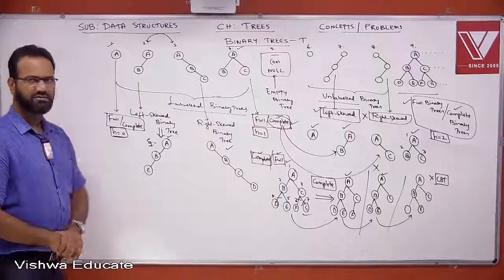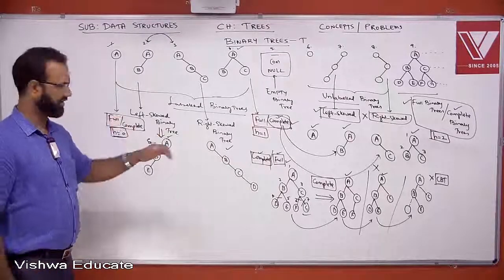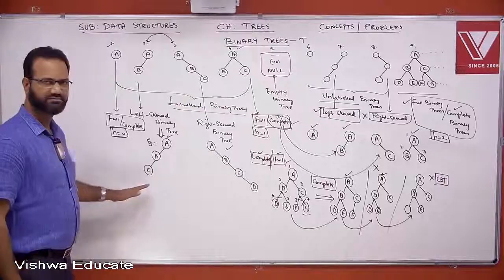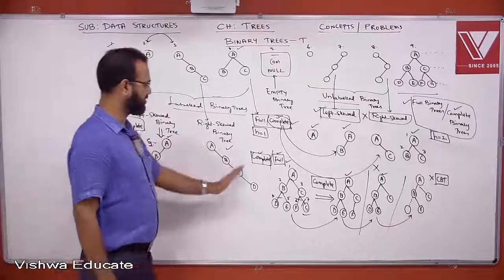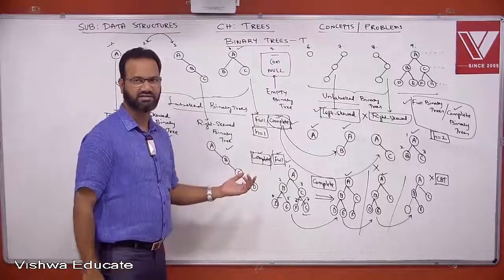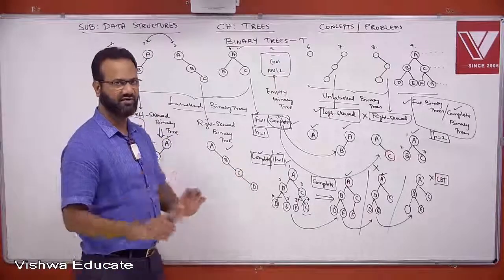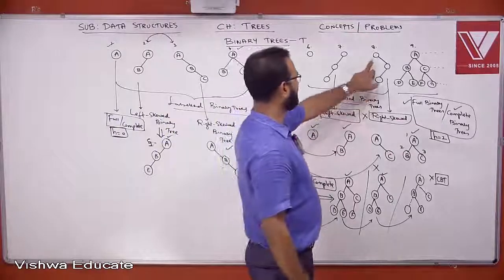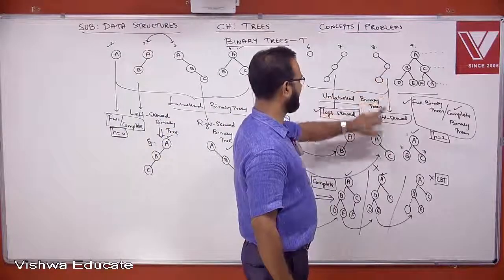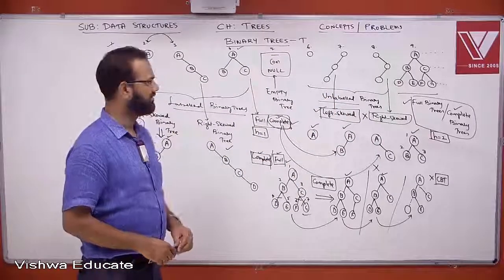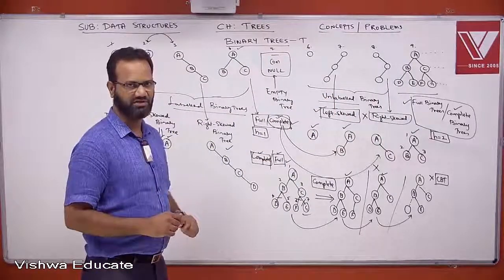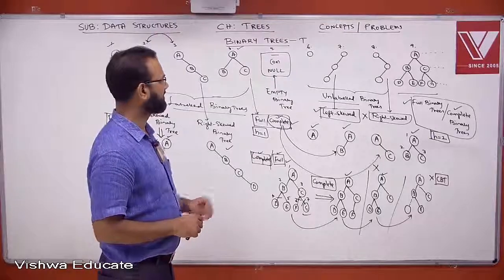Coming to another form of binary tree, the left skewed binary tree: all left children exist. Right skewed binary tree: only right children exist. A combination of these is not possible. Say here, one right child and one left child: not right skewed, and it is not left skewed either. It is just a binary tree, so it's not a special form.